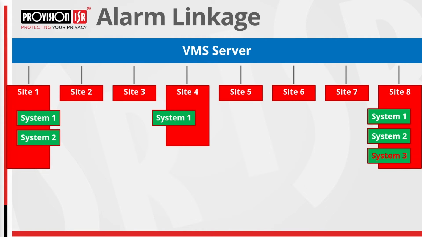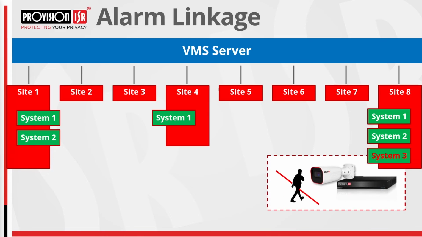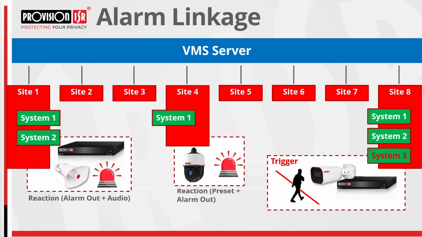It's crucial to highlight that our VMS allows reaction beyond the camera directly involved in the event. Triggered by an event on one camera, we can initiate multiple reactions across various devices within our VMS. For example, if a device on Site 8 within System 3 generates an event, we can instruct devices from the same or multiple sites to trigger as well.